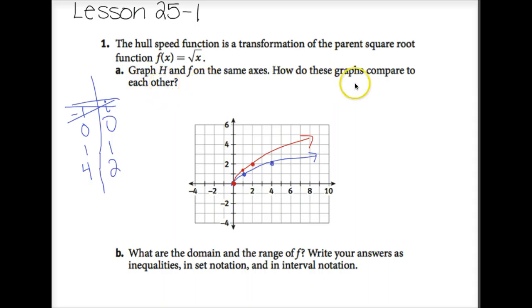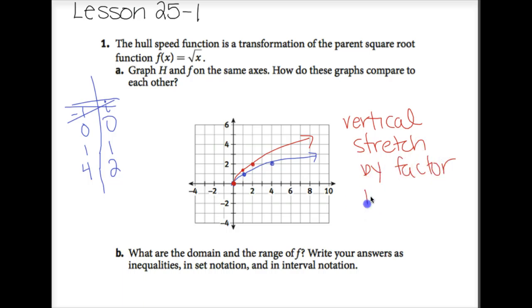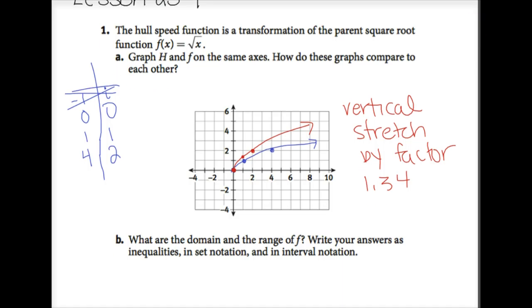As far as how the graphs compare to each other, obviously the red one, the h of x, is the transformation. It's a little bit taller, you might say, and that is because this is a vertical stretch. We've pulled on it. We've made it taller by a factor of 1.34, which should make sense because h of x had an a value in front of the parent graph, and as we've discussed so many times, the a value controls vertical shrink and stretch.